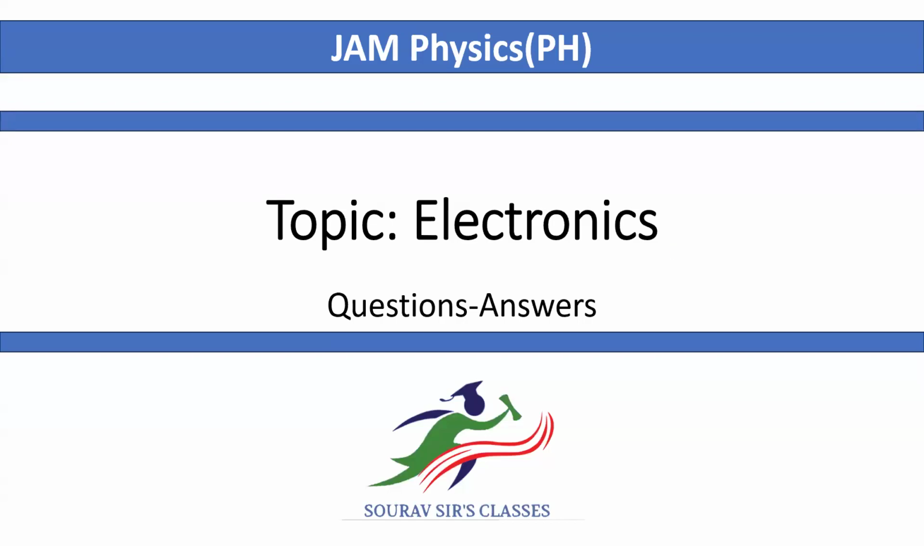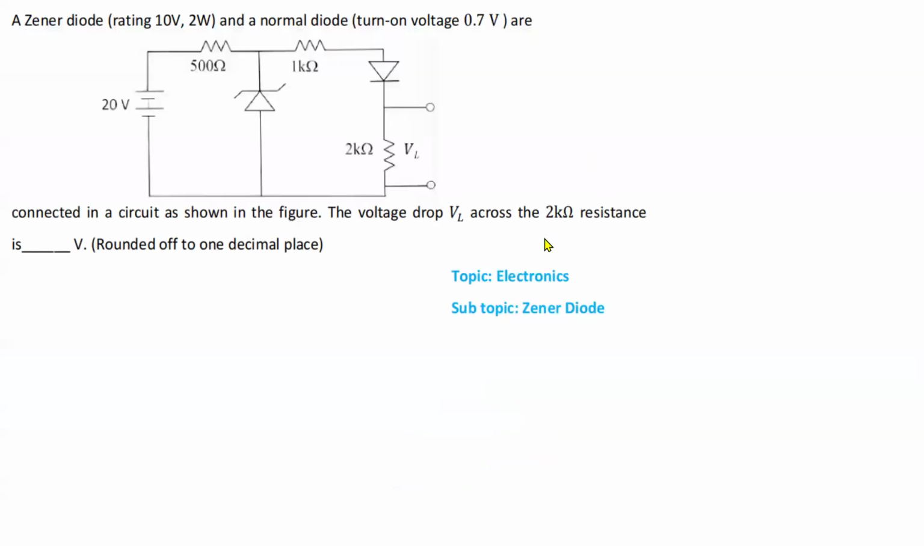So let's solve another problem from the electronics. The problem states that a Zener diode whose rating is given as 10 volt 2 watt and a normal diode whose turn-on voltage is 0.7 volt are connected in a circuit as shown in the figure. The voltage drop VL across the 2 kilo ohm resistance is... So we need to find the voltage drop, that is this VL. We need to find the voltage drop VL across these two resistors, right?